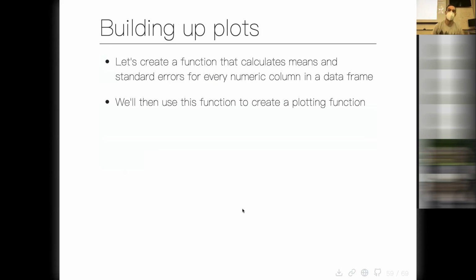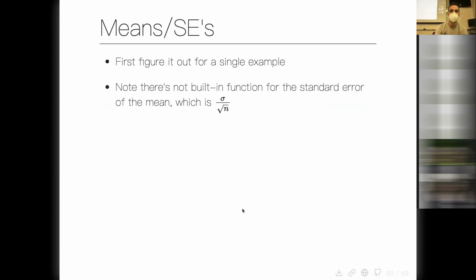Okay, so building up plots. We're going to create a function that calculates means and standard errors for every numeric column in a data frame. That bullet has a lot in it, right? We know the argument is going to be a data frame. From there, we have to subset that data frame to get only the numeric columns, and then compute the mean and the standard error from each of those columns. That's a lot of stuff.